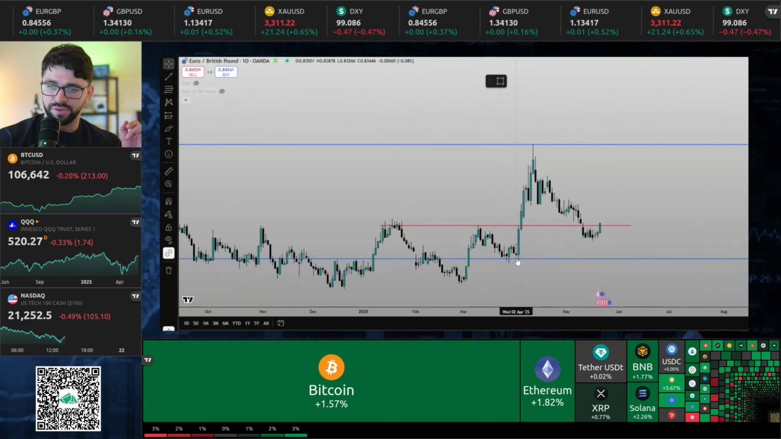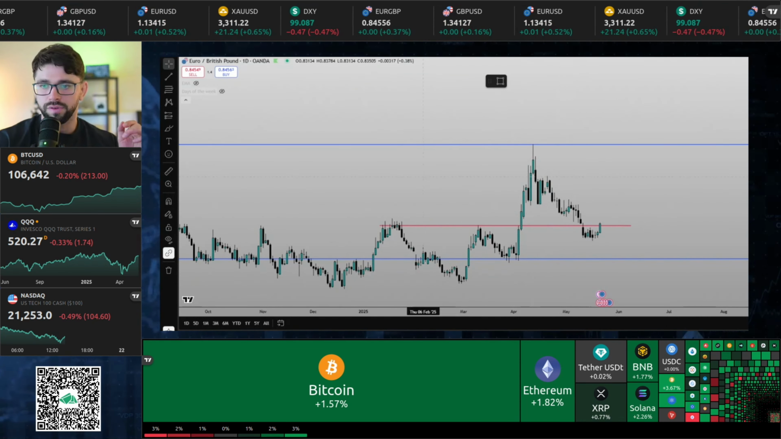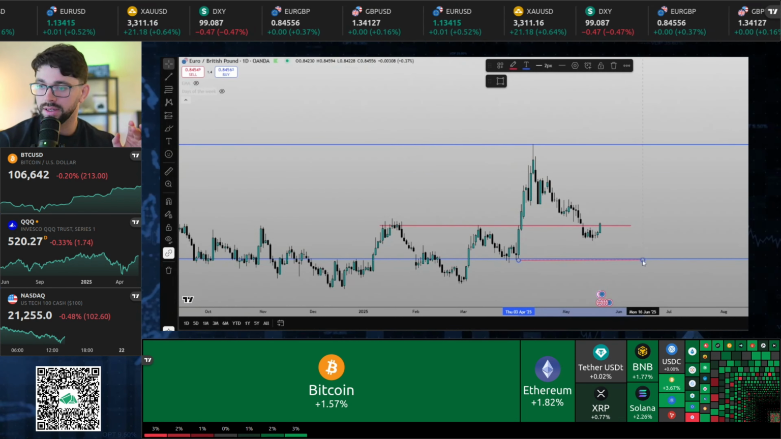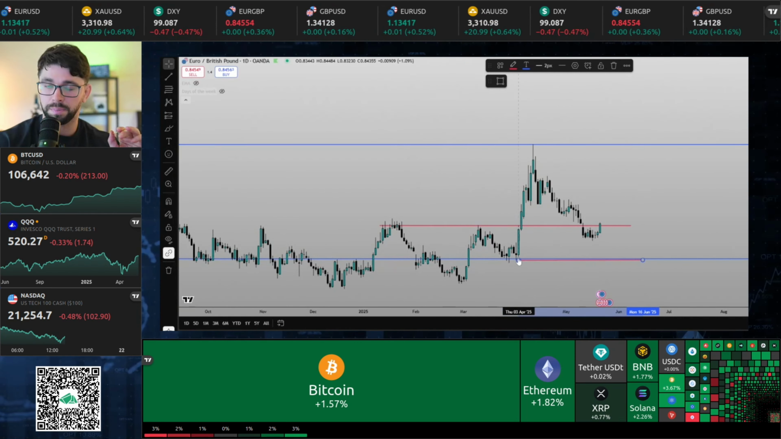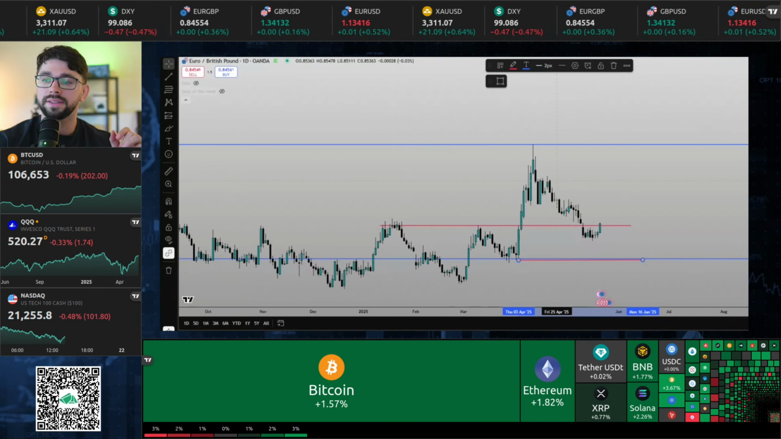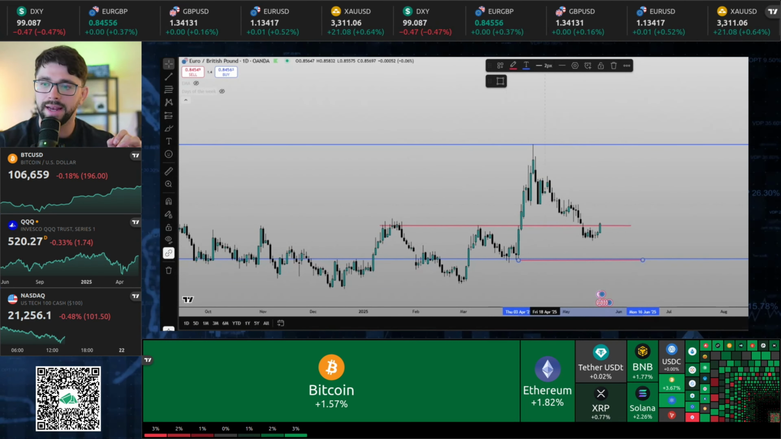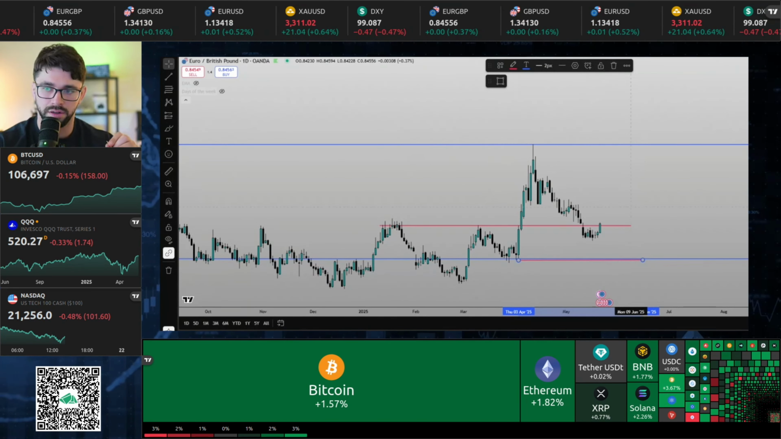So this impulsive candle, this is the origin of this move. Unless price breaks down under this level, under this pivot, this is still bullish momentum, in my opinion. Okay, so anything within here, I want to be longing.